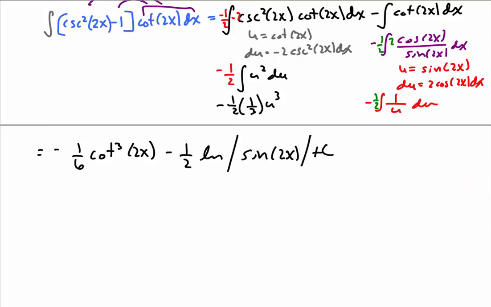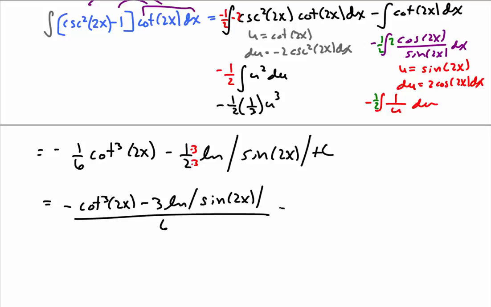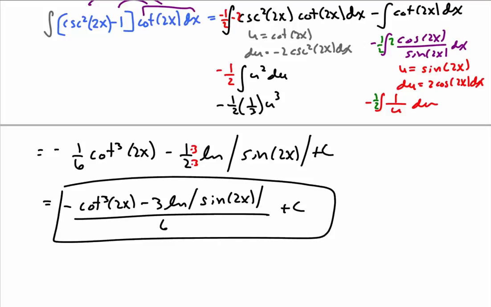We haven't really looked at logs in a while, so make sure that you run through that one a couple times. We're going to find that common denominator. There's not really much we can do with this one. So I end up with minus cotangent cubed of 2x minus 3 natural log absolute value of the sine of 2x, all over 6, plus c. So we're rewriting this to that common denominator.